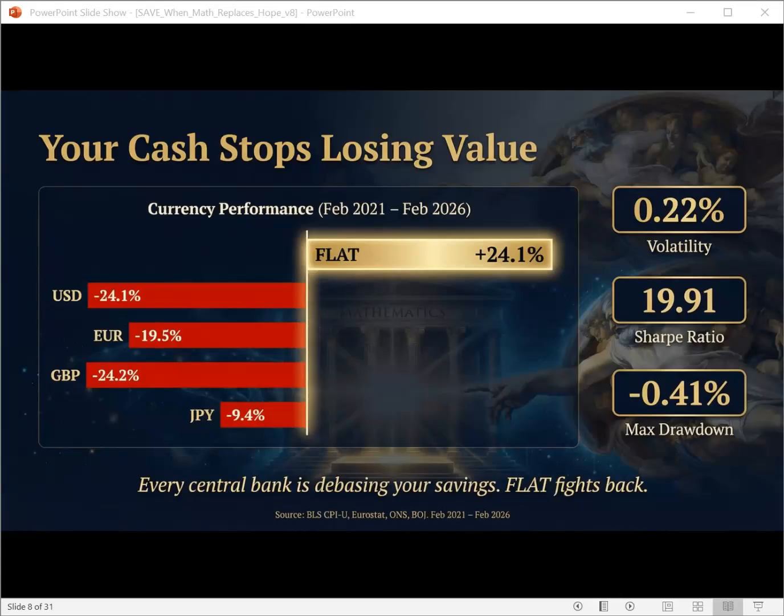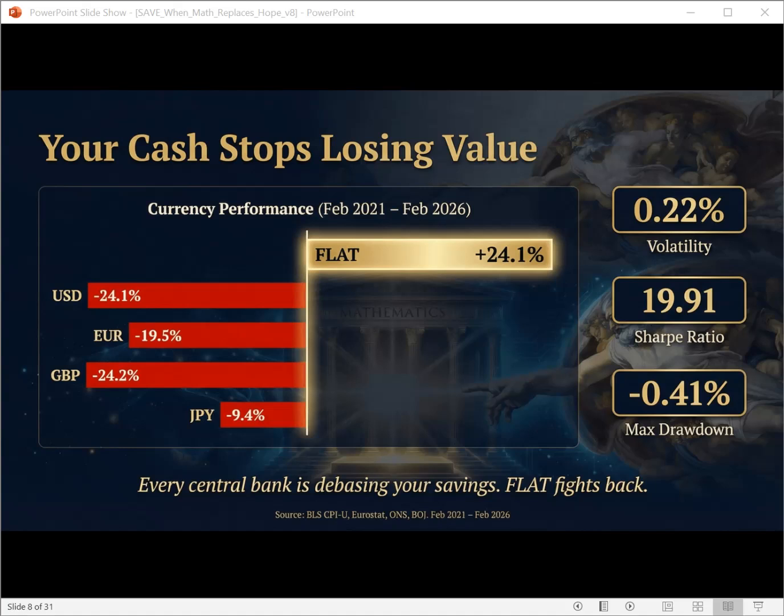So, with flat, your cash stops losing value. Flat is pegged to the consumer price index, the actual cost of living, not to the US dollar. This is a crucial distinction between Tether, USDC, and many other stable coins. When you hold dollars, you are betting that the Federal Reserve will manage inflation responsibly. History suggests that it is a bad bet. When you hold flat, you're holding a unit of purchasing power. If a loaf of bread costs more dollars next year, flat adjusts. Your purchasing power stays constant.